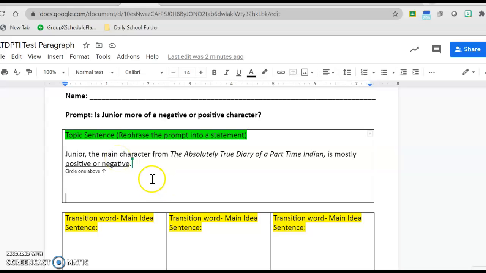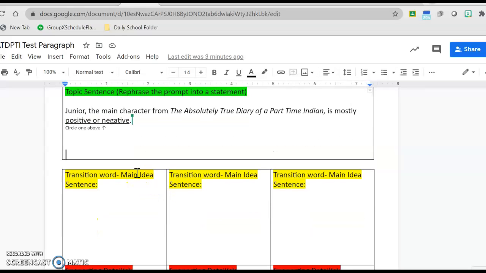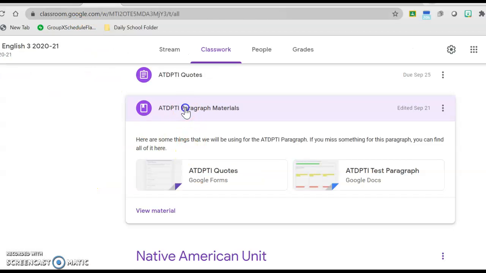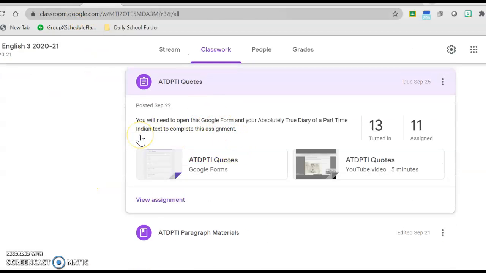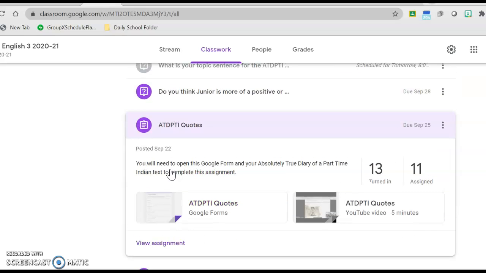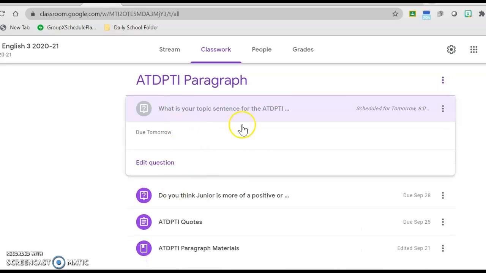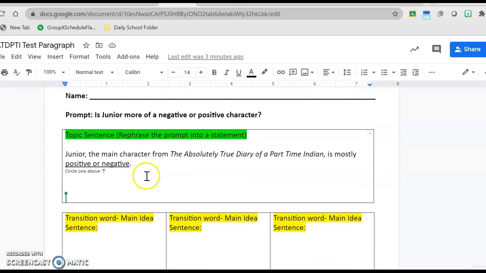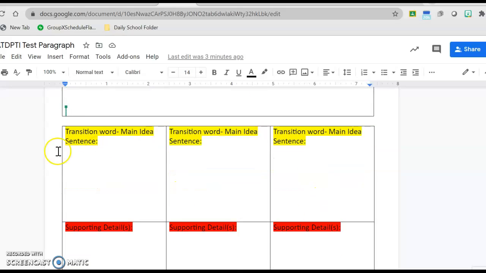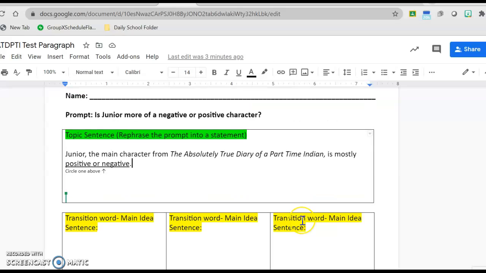Now, your topic sentence is going to be based on the three quotes that you guys got for the Google form, okay? So did you focus more on Junior being positive or negative? Put your topic sentence here, and then when we start the actual paragraph, you will just be copying and pasting it into here before we move on to the actual writing portion of it, okay?